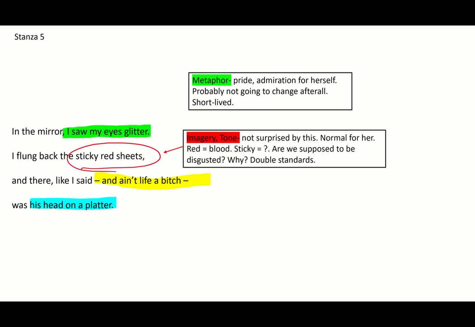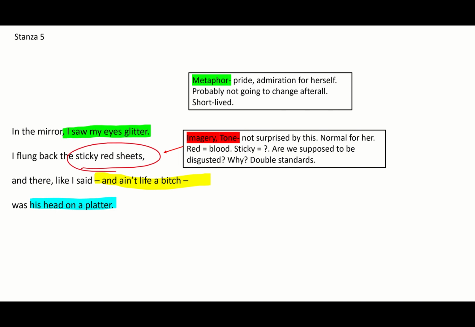So, "saw my eyes glitter, I flung back the sticky red sheets," so there's real imagery there and a sense of tone. The tone, I flung back the sticky red sheets, she's really not surprised by that. Like the sheets are all gross, but she's not like, ooh, she's just kind of like, oh, this is normal. Like she's been lying in the bed for a while, so she will have known that that was the case. So this is very normal.